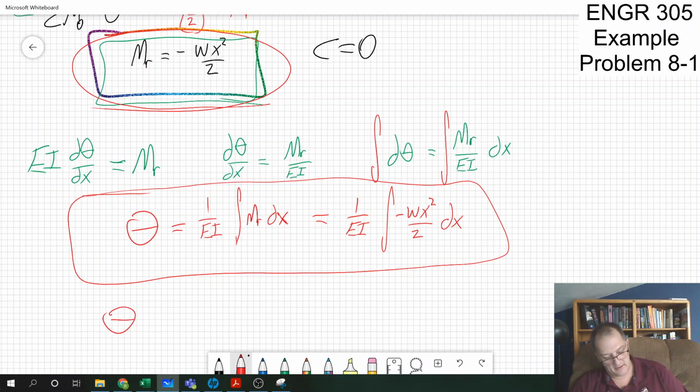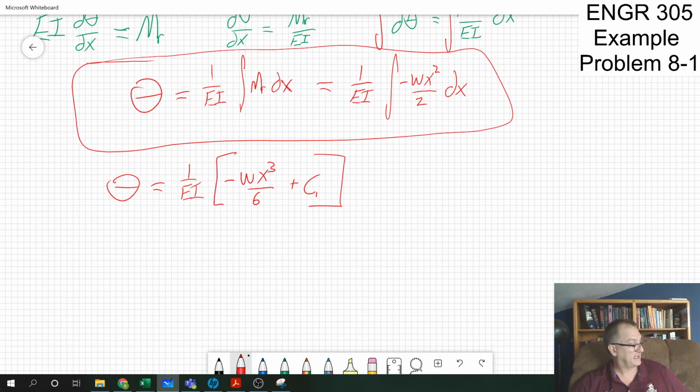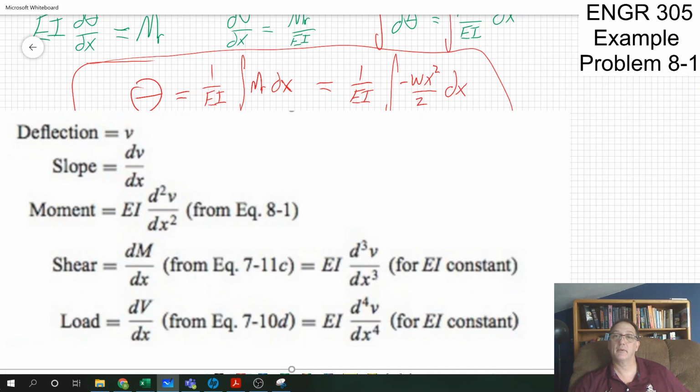And now theta is equal to 1 over EI times minus W x cubed over 6 plus C. Now, for clarity, I might have wanted to call this C0 and this C1. I'm going to call that C1 because we are going to get into other values of that.